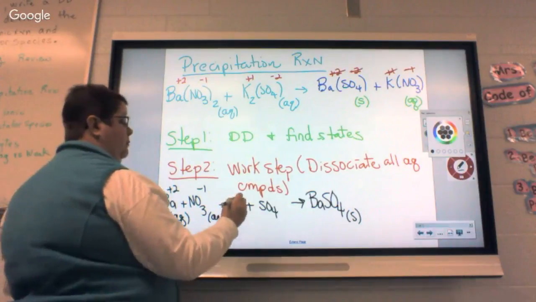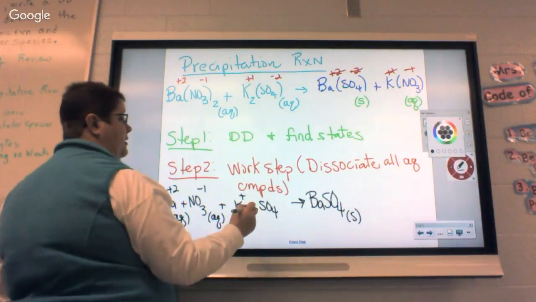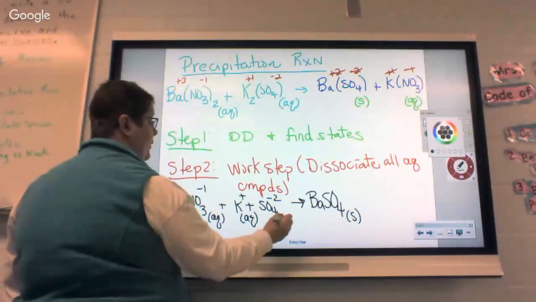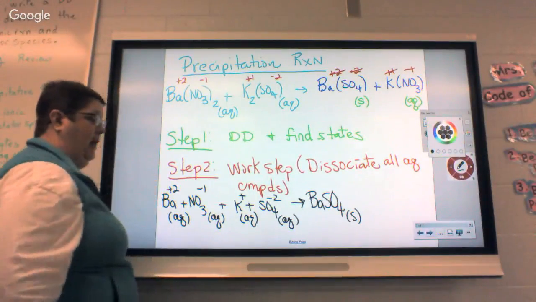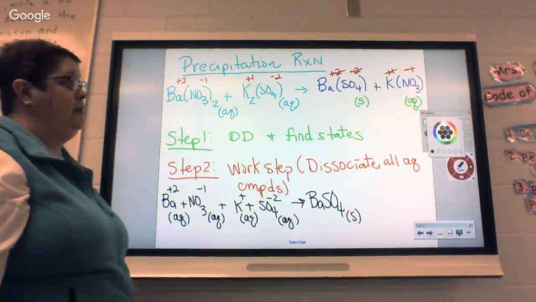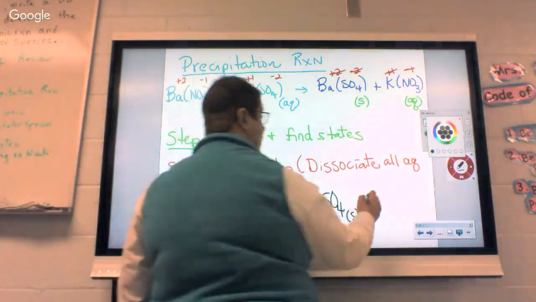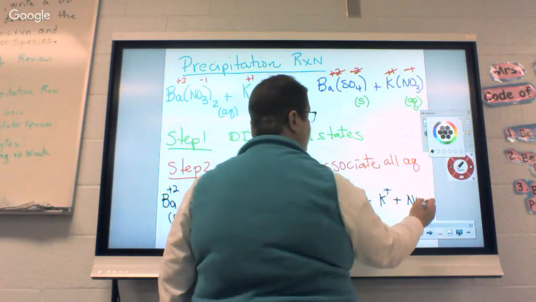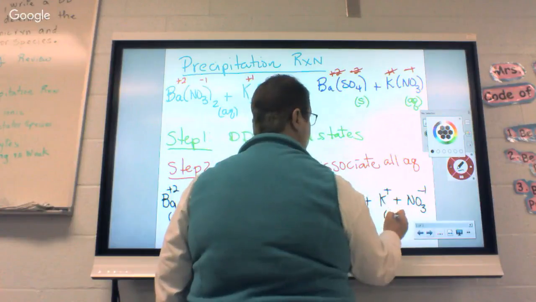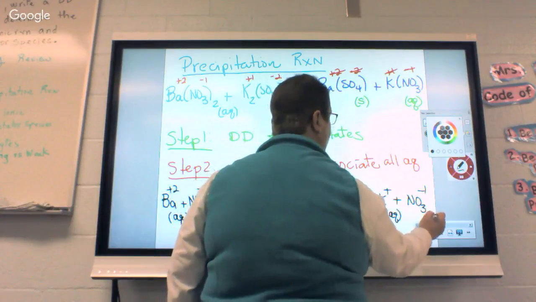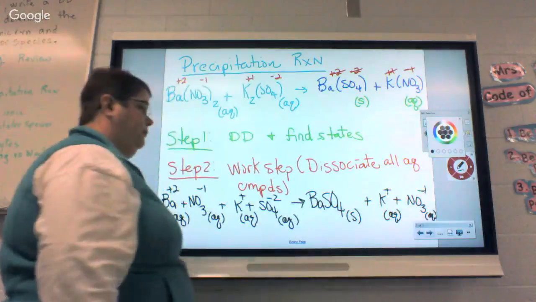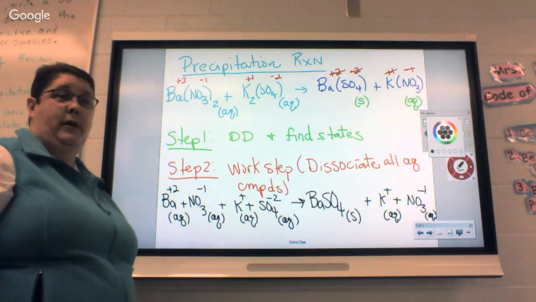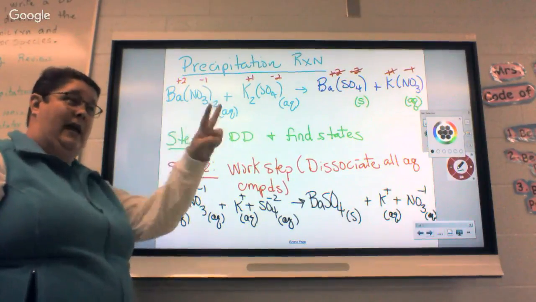What ion is K? And what ion is SO4? Okay, we only have one compound left. The last one that's aqueous is the KNO3. So K has +1, and NO3 has -1. Like that. All right. Now, this is what I call the work step because it's what we need to get the last two things.